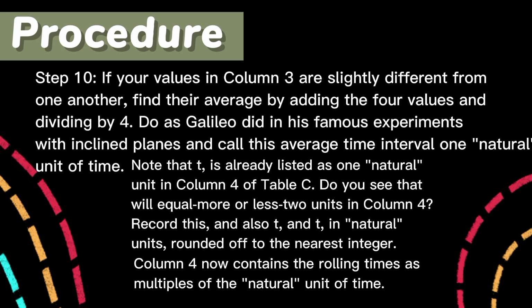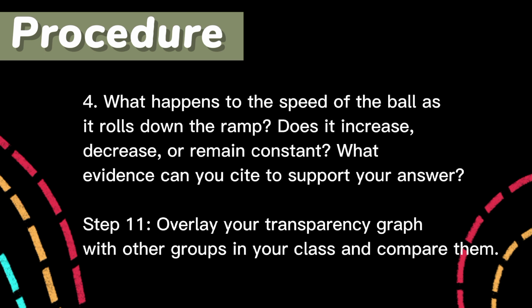Do you see that t sub 2 will equal more or less 2 units in column 4? Record this, and also t sub 3 and t sub 4, in natural units rounded off to the nearest integer. Column 4 now contains the rolling times as multiples of the natural unit of time. Question number 4: What happens to the speed of the ball as it rolls down the ramp? Does it increase, decrease, or remain constant? What evidence can you cite to support your answer?